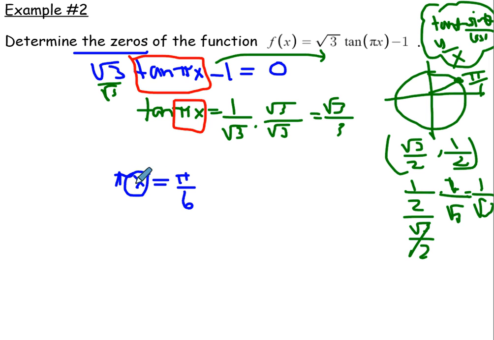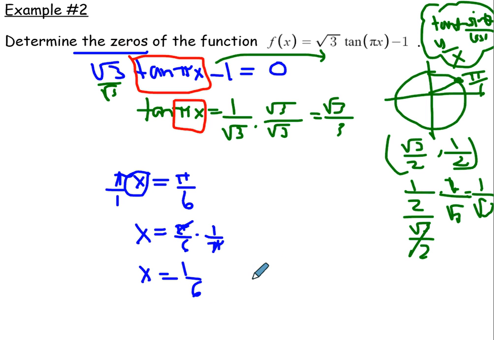You need to find x. So you need to divide by pi. If you divide by pi, you're going to have pi over 6 divided by pi over 1. This is pi over 1, so you can multiply by 1 over pi. And you see that your pi will simplify, so you get x is equal to 1 over 6.